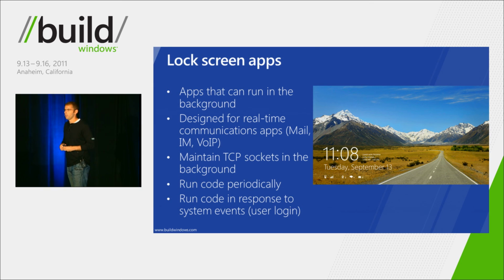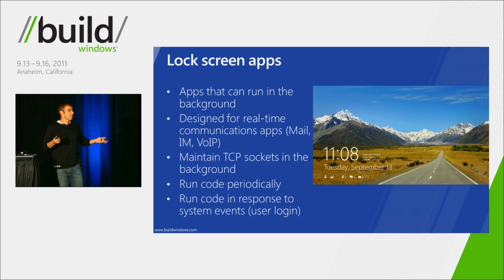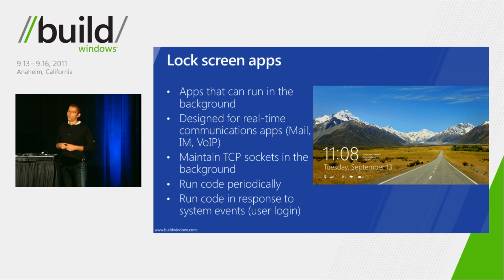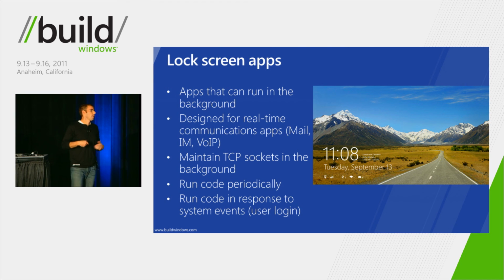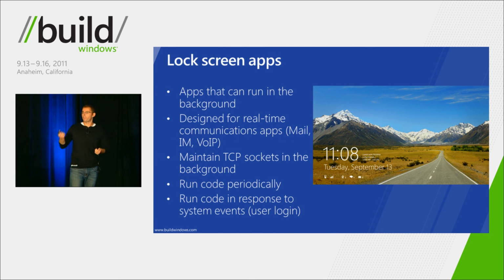One of the affordances that lock screen apps get is the ability to maintain TCP sockets in the background. The canonical example would be maintaining a socket connection to an Exchange server, or to an IM service. You also have the ability to run code periodically, every 15 minutes, and this is designed for mail applications. So you could poll a POP3 mail service every 15 minutes to check for mail. Then you update the badge that shows up on the lock screen, or you pop a toast notification to indicate that there's new mail.